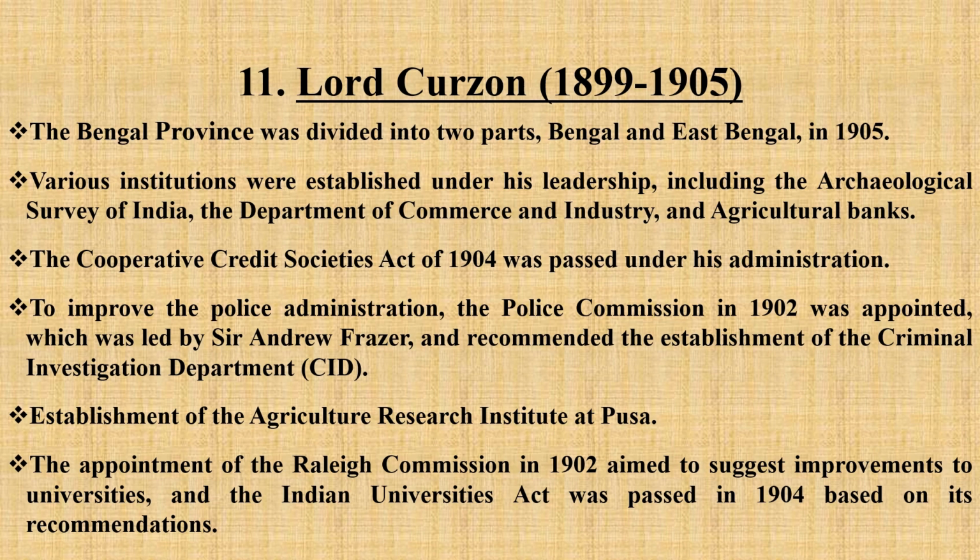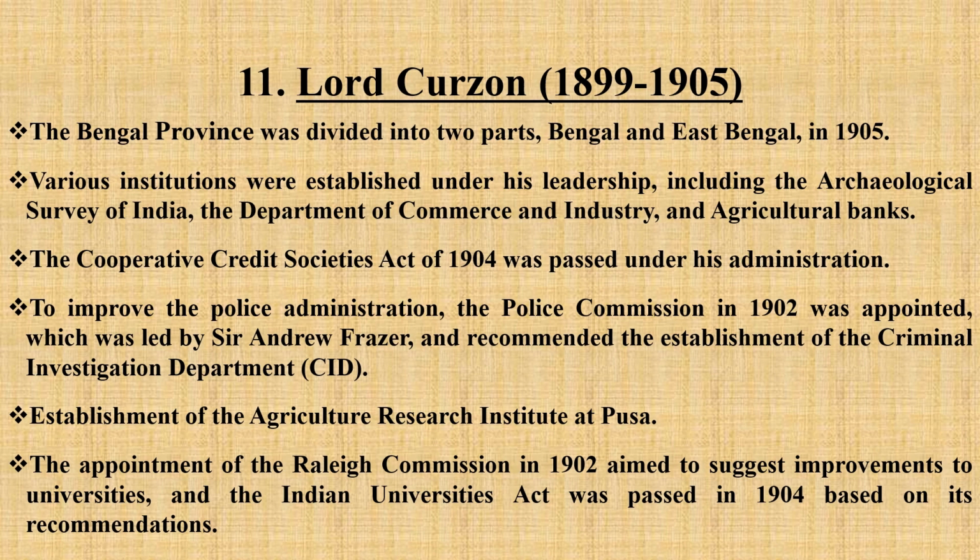The Bengal province was divided into two parts, Bengal and East Bengal, in 1905. Various institutions were established under his leadership, including the Archaeological Survey of India, the Department of Commerce and Industry, and agricultural banks. The Cooperative Credit Societies Act of 1904 was passed under his administration.